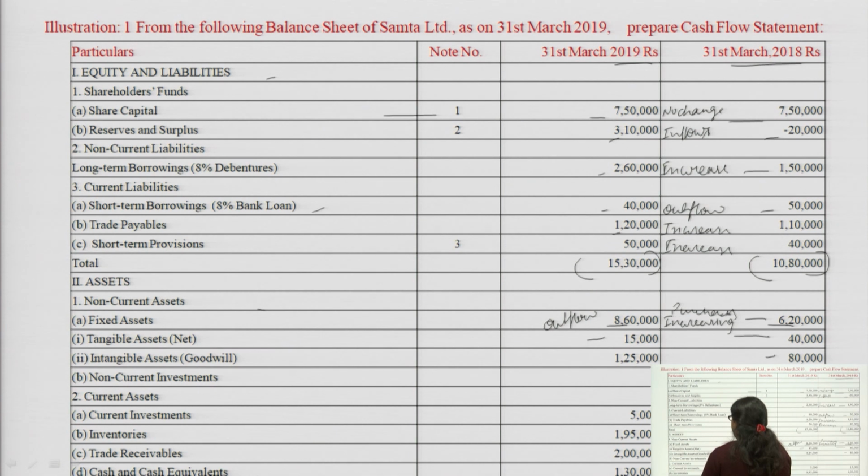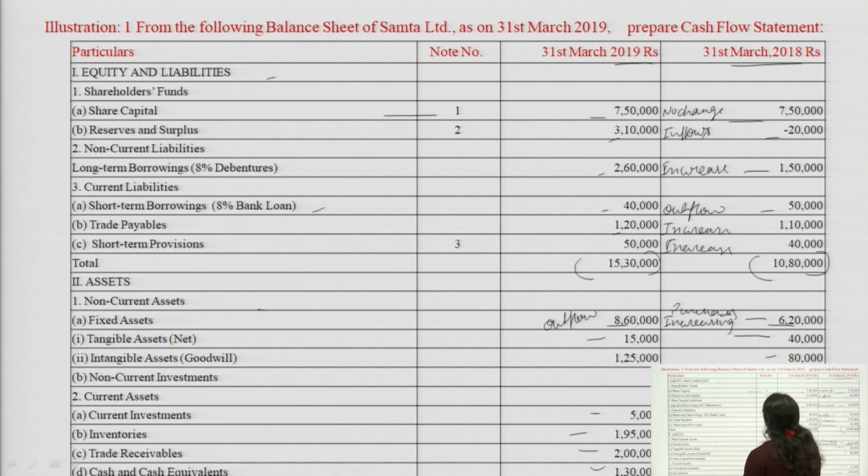There are no non-current investments. Among current assets, inventories were earlier 1 lakh and have increased to 1,95,000. Trade receivables were given as 50,000 earlier, and now it is 5,000 only. There is a change in cash and cash equivalents: earlier it was 25,000, now it is 1,30,000.